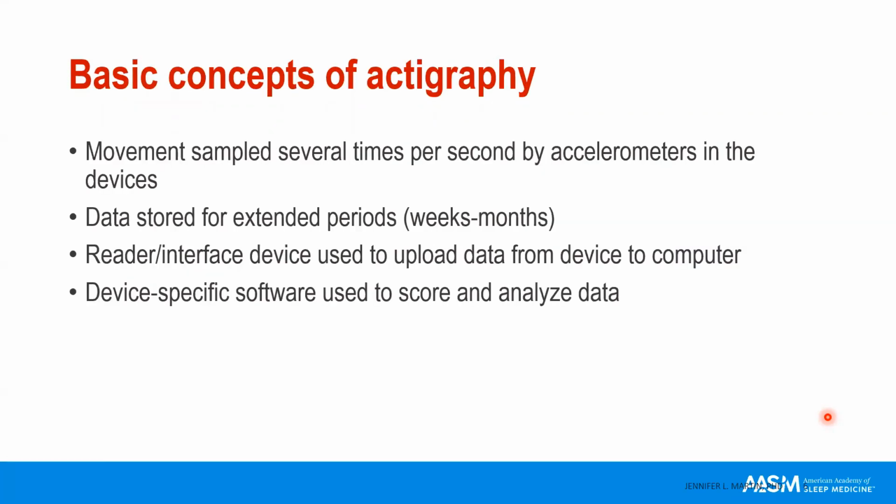So what the device does is it samples movement every few seconds, and then those data are stored on the device itself. And then we use a reader or an interface to upload the data from a device to a computer. Device-specific software is then used with built-in algorithms to score the data for sleep and wake and to generate summary information. Now notice that this is different from what we see with consumer wearables now. Consumer wearables are usually connected via some kind of wireless method, and the data are uploaded instantly.